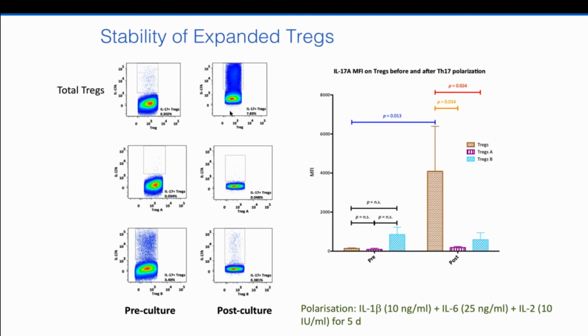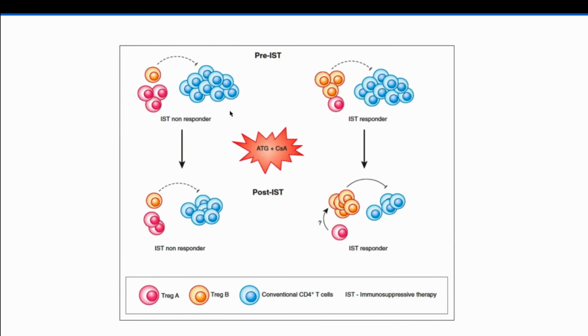They are quite stable, and perhaps you have less contamination with non-Tregs, which in the longer term, if you want to expand these and inject them into patients, means you will have fewer of these pro-inflammatory cells. So the summary of the data was: in pre-immunosuppression therapy, we had two distinct Treg populations, and the ratio of these two can predict response to therapy. After therapy, you can see that this composition is changing, which can be used as monitoring for response to therapy and, longer term, for relapse.